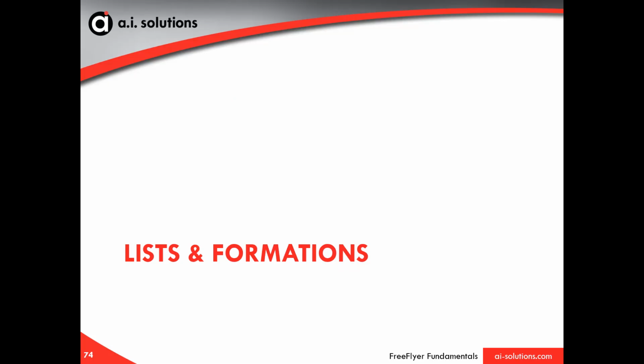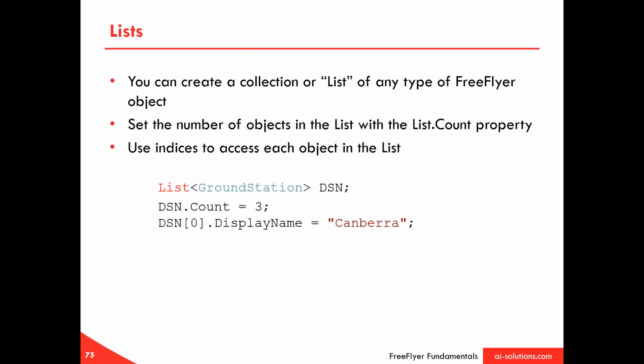For our next topic, we'll talk about lists and formation objects in FreeFlyer. You can create a collection or a list of any type of FreeFlyer object. You can set the number of objects in the list by setting the list.count, and then you can use array indices to access each object in the list.